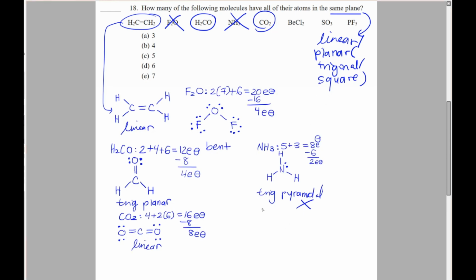Okay, we can repeat this process with BeCl2. So beryllium, I think, has 2 electrons. I need to double check on that, but anyway, I think it has 2 valence electrons, and then chlorine has 7, but we have 2 of them, so 2 plus 14 is 16 electrons total. Chlorine is pretty electronegative, so we can assume that this beryllium is going to be our central atom. So we can write something like this.